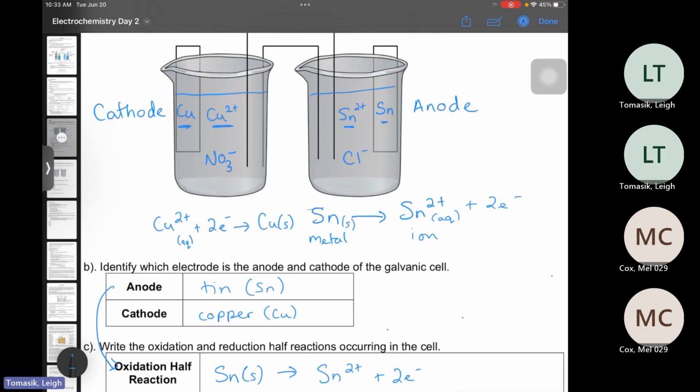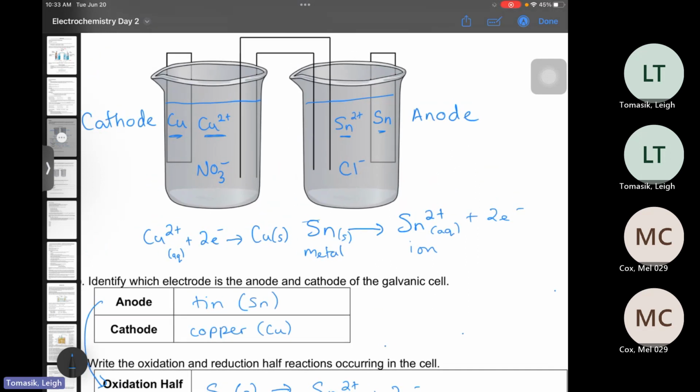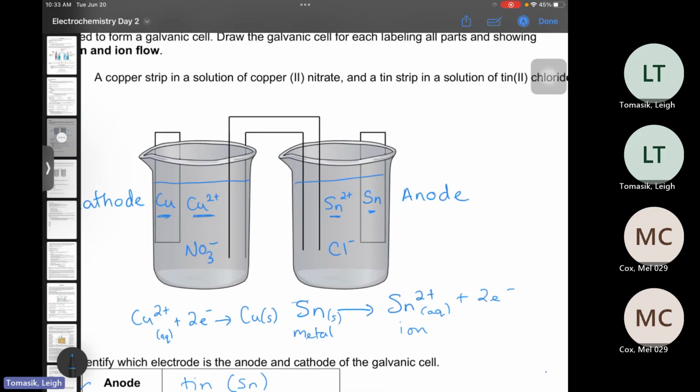Okay, so when we're drawing the battery, we should show what's happening. So the tin, right? The tin will break up into the ion and the electrons. The electrons will go up because they're going to join this wire. Okay, the electrons are going to flow from the anode to the cathode, right? So just make sure that your arrows are pointing to the cathode. And then they're going to come down here.